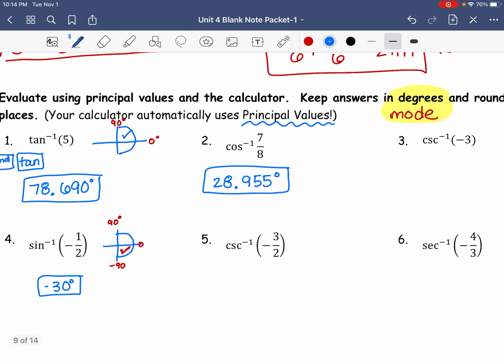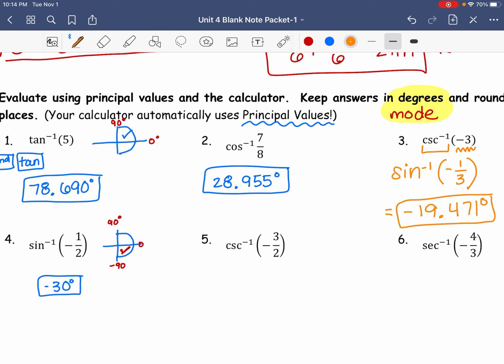Okay, the last 3 problems are reciprocal functions. Number 3 says cosecant, and we don't have a cosecant button, but I know that the reciprocal of cosecant is sine. So let's rewrite this problem as inverse sine, and then I'm allowed to flip this. This right here is a value, not an angle. Never allowed to flip an angle. But that value was negative 3, and if I flip it, I get negative 1/3. So if I type that into my calculator, I get negative 19.471 degrees.